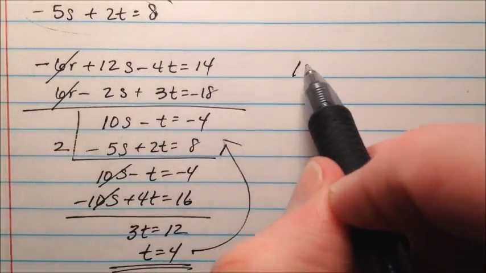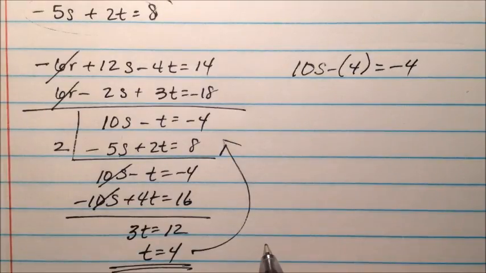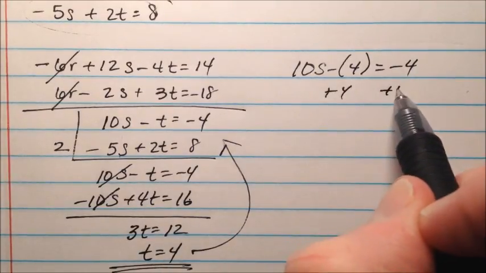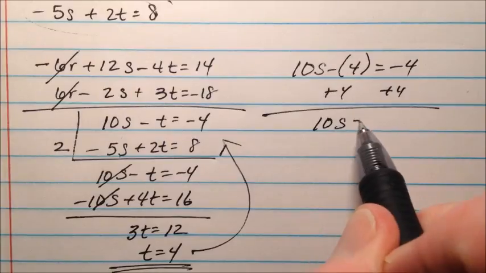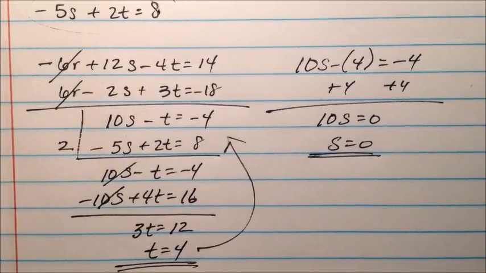So I can take that t = 4 and plug it back in up here. Let's do it in the 10s - t, so 10s minus 4 equals -4. If we add 4 to both sides, I'll get 10s = 0, which will give me s = 0.